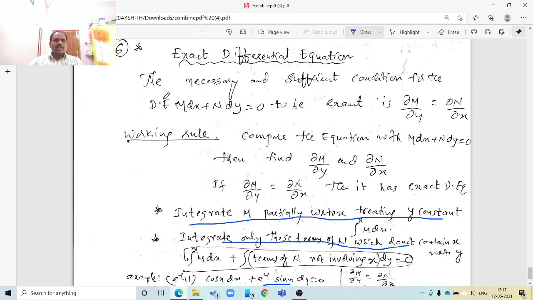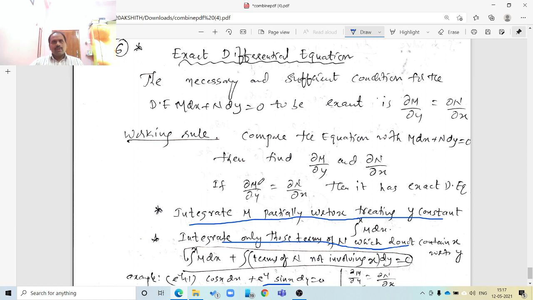Whenever the equation is not exact, by using an integrating factor, sometimes multiplying by 1 by (Mx plus Ny) or 1 by (Mx minus Ny), with different methods, we convert it into an exact differential equation. Whenever it is converted to an exact differential equation, we have to use the same process. So these are the methods to solve first order and first degree differential equations.